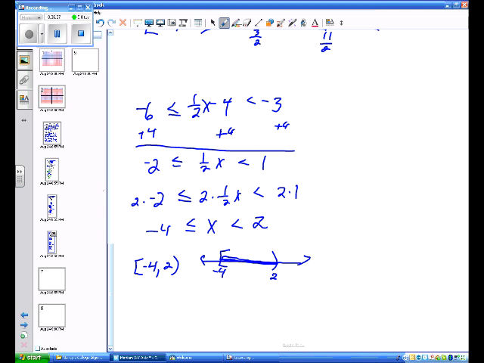All right, that is solving our inequalities and our compound inequalities. The next thing that we will look at will be our absolute value inequalities, and we're going to do that on part 2 of this lesson.